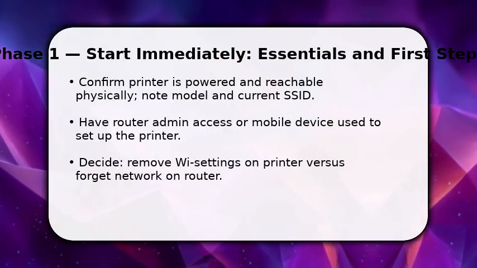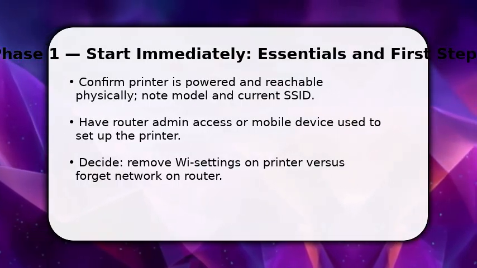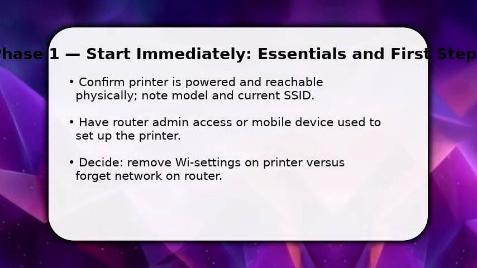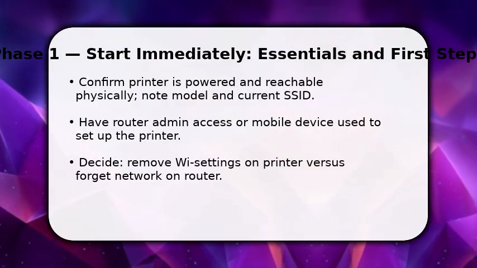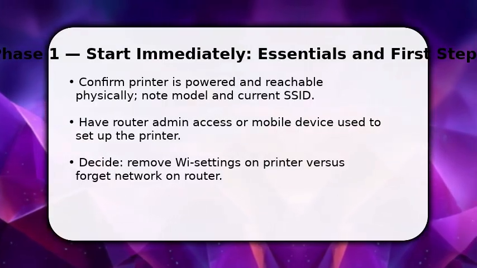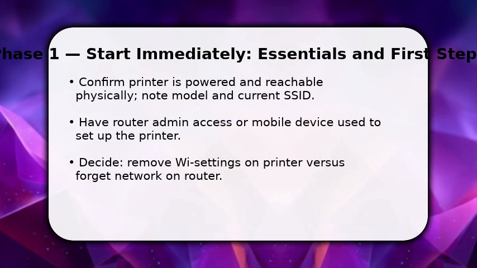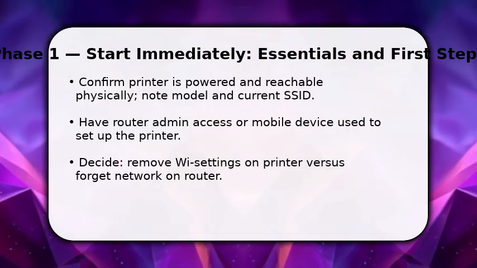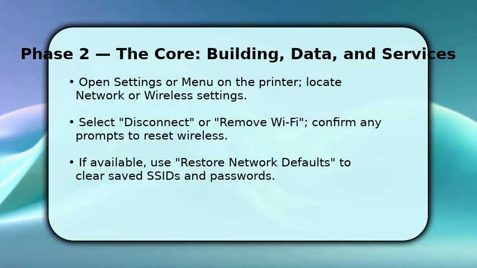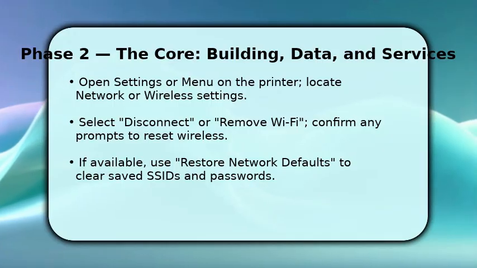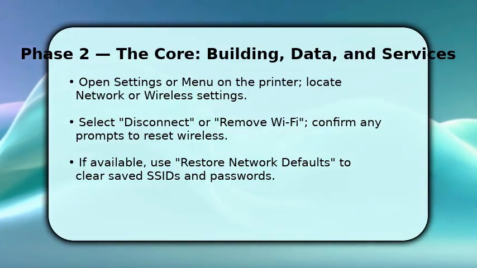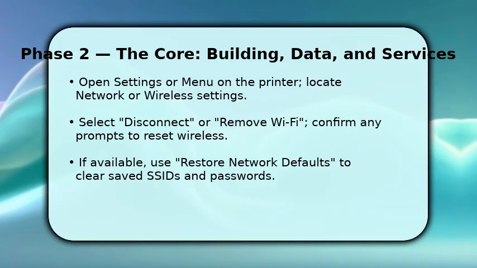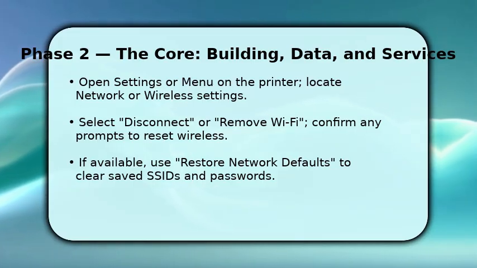Either erase wireless settings directly on the printer or remove the printer from the router's client list. Each approach changes where you act, so pick one and we'll proceed. Once done, on the printer use the LCD or control panel to open network or wireless settings. You'll see options like disconnect, remove Wi-Fi, or wireless LAN setup. Navigate to those. Choose disconnect or remove Wi-Fi and accept confirmation prompts.